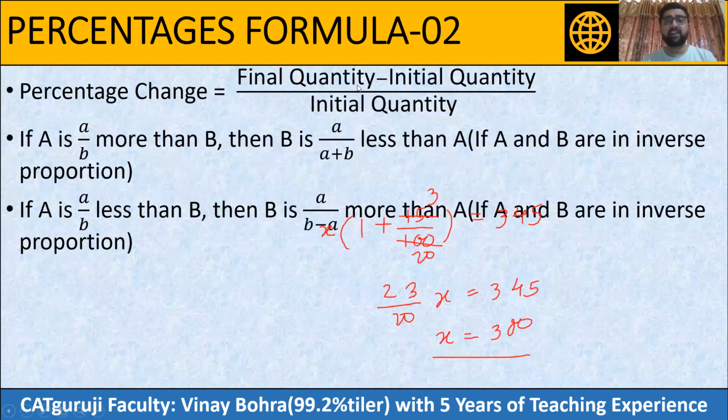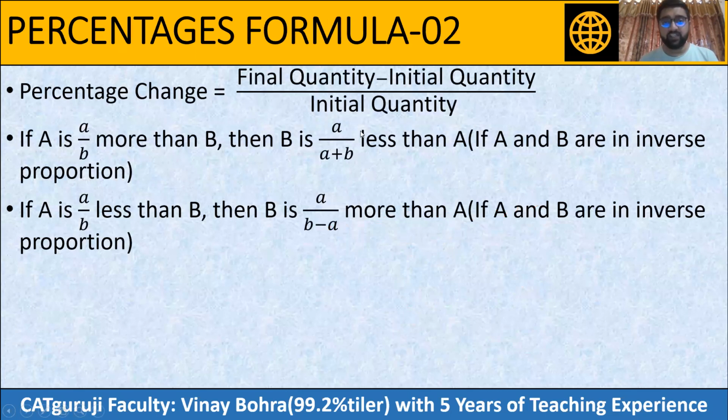The second formula, the second important formula in the percentage, is percentage change. Percentage change is nothing but change divided by initial. So final quantity minus initial quantity will give us the change value, divide by initial quantity, multiply with 100, because we are doing percentage change. As this is percentage change, we need to multiply with 100.